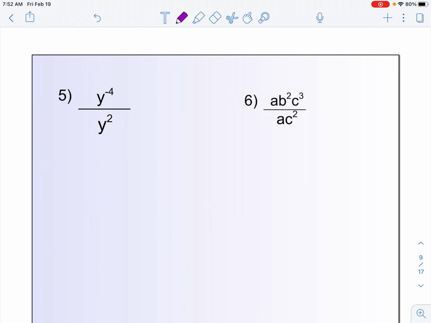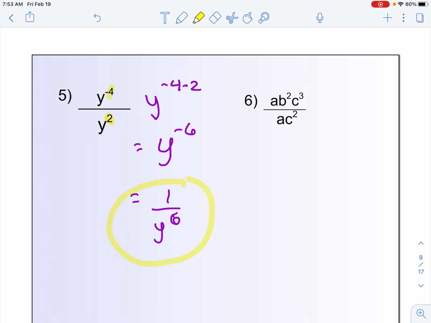Okay, so again, we are going to subtract these exponents right here. So that's going to give us y to the negative 4 minus 2, which is equal to y to the negative 6. But that should not be your answer, because that negative exponent needs to be simplified, and that belongs on the bottom of the fraction. You flip it to the other side of the fraction and make it positive. Number 6 is a little more complicated, so let's work through that one together.